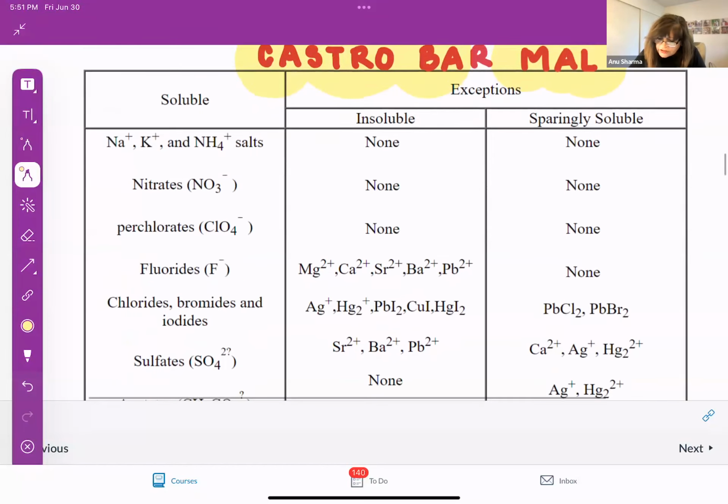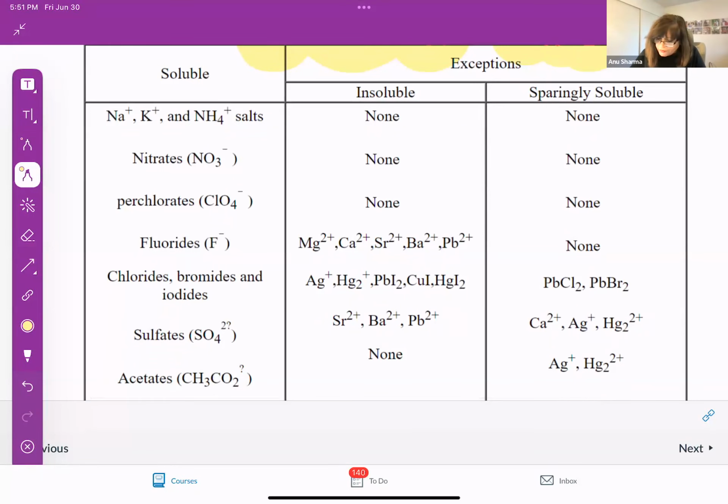And these are the troublemakers. These are the ones that form the exceptions. You can see here calcium, strontium, barium, lead, mercury, silver. These are the common ones. These guys will have issues with solubility. They could be soluble, but partially soluble or sparingly soluble. It doesn't matter. Even if they're sparingly soluble, some of it is still insoluble, so we will just consider them insoluble.